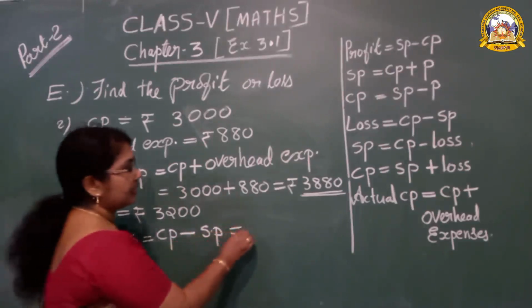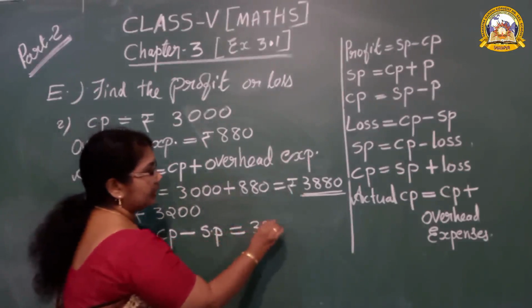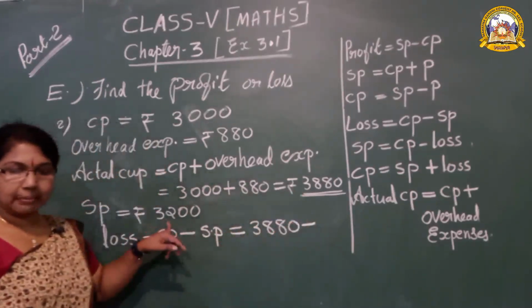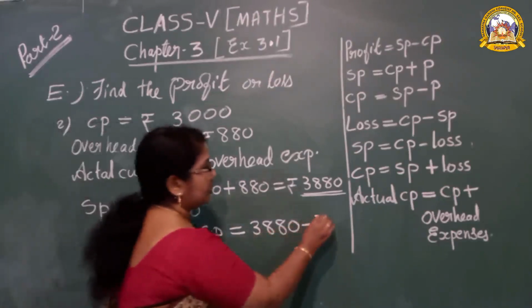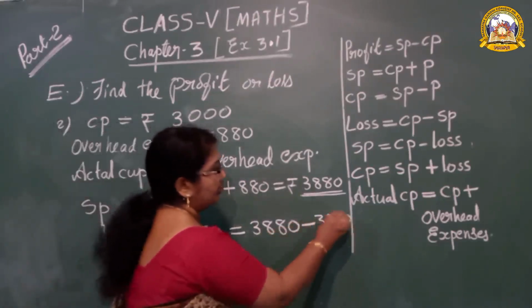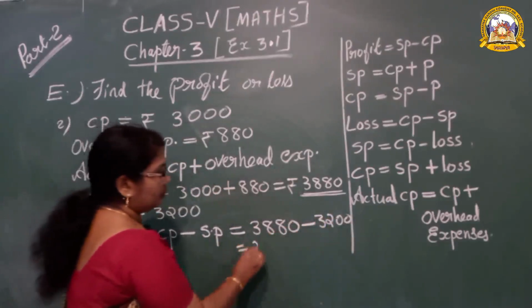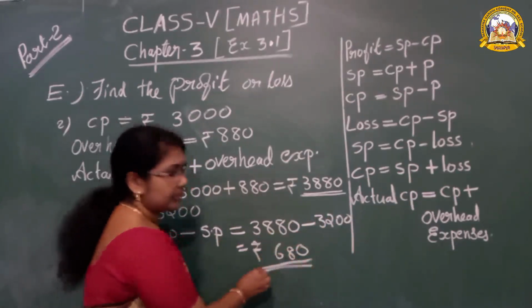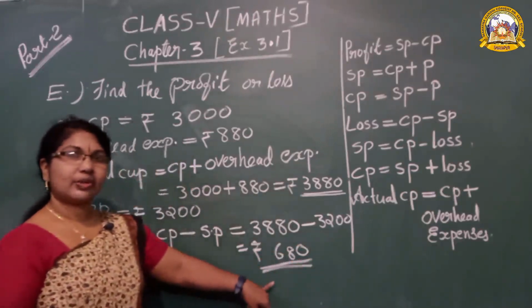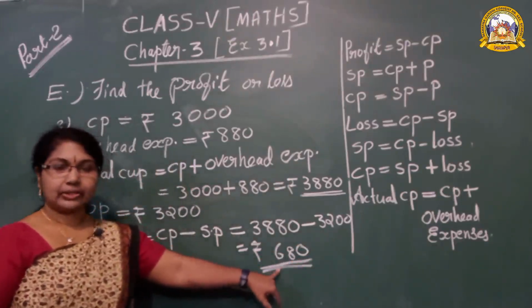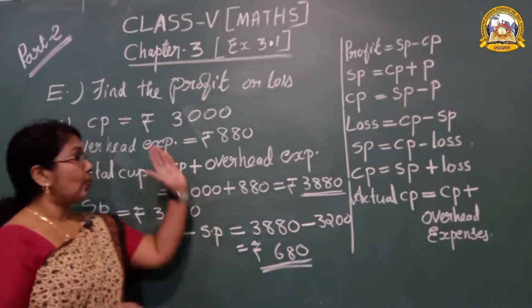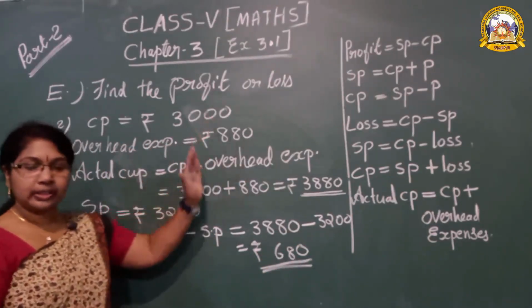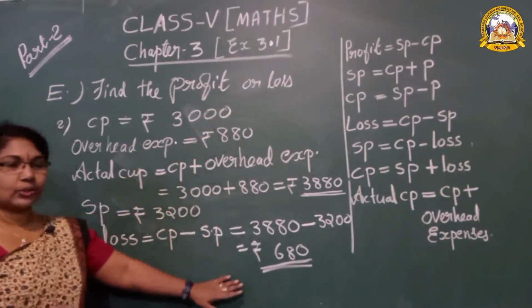What is the cost price? 3,880 minus what is the selling price given? 3,200. We have to minus here. Rupees 680 is the loss. What is the loss, students? 680. Don't forget, always overhead expenses you have to add to the CP. Now it is over.